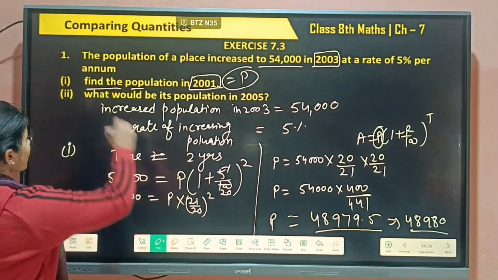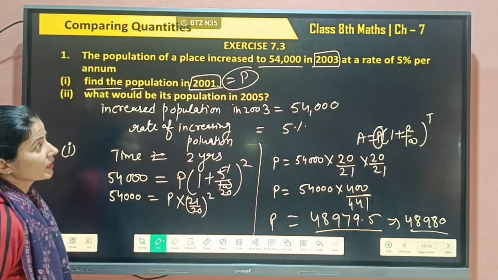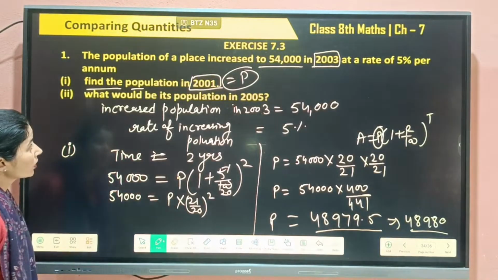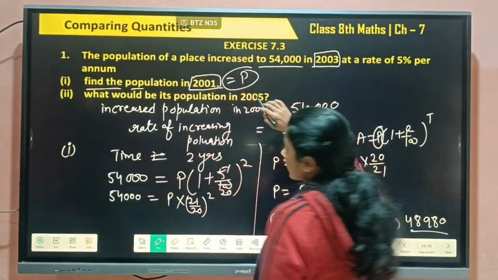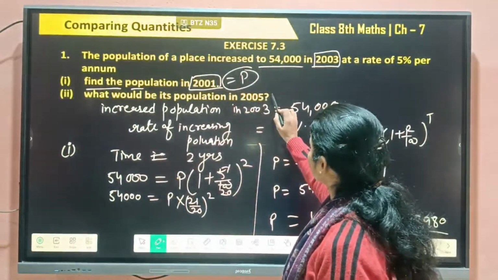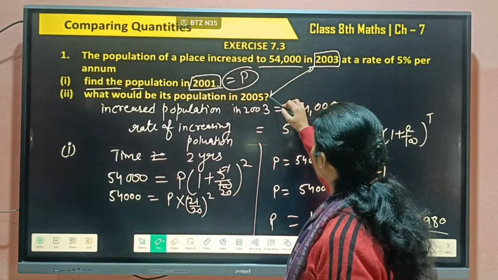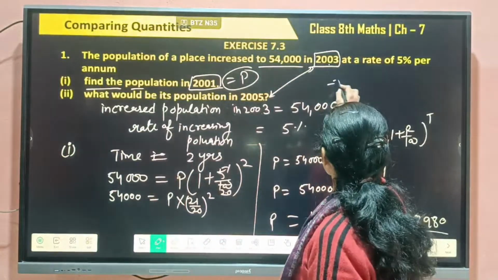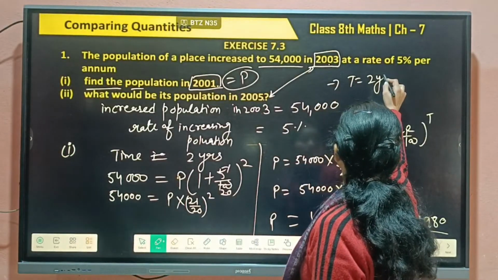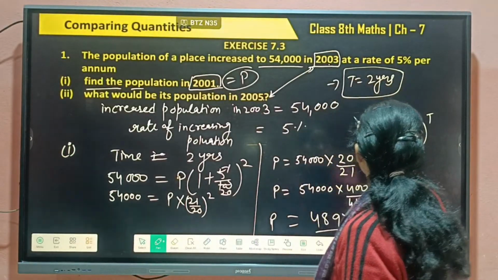Okay, now this first part is completed. We have to do the second part. What would be its population in 2005? The time difference will be 2 years, from 2003 to 2005, and you are going to use the same formula.